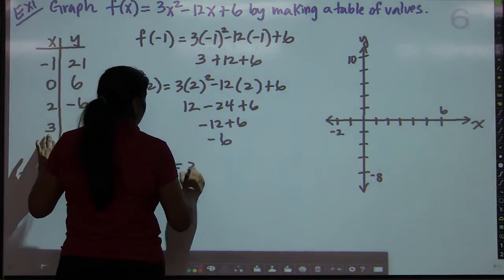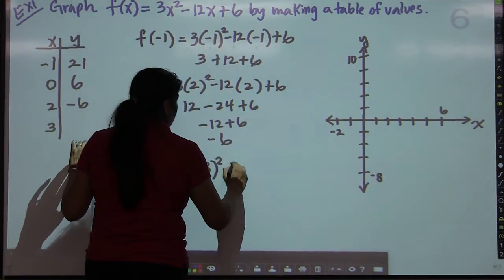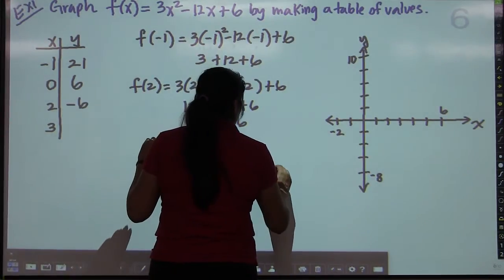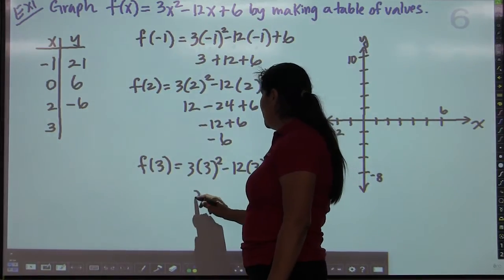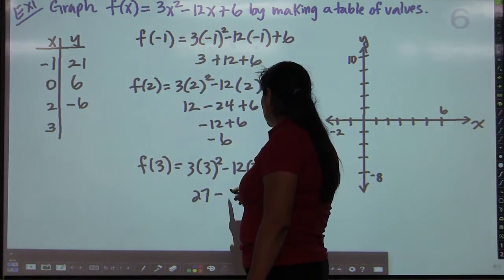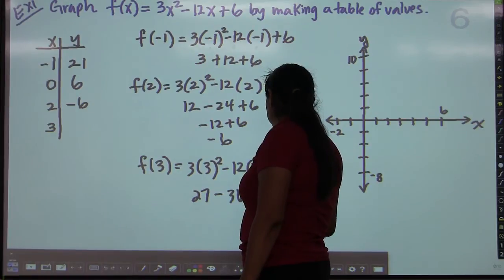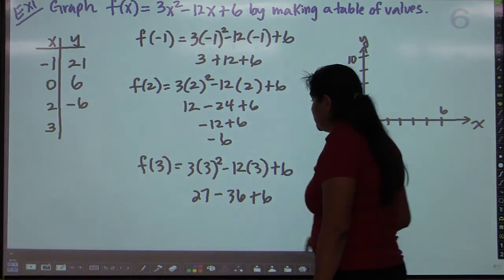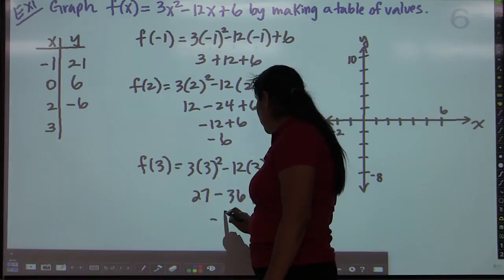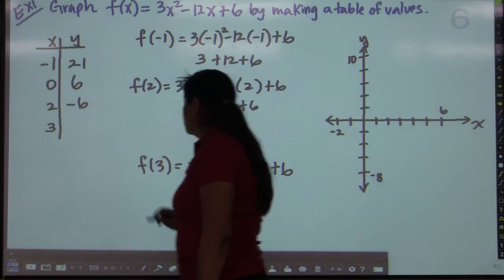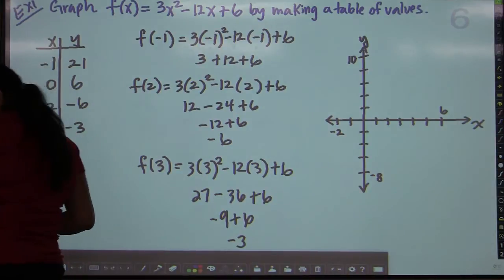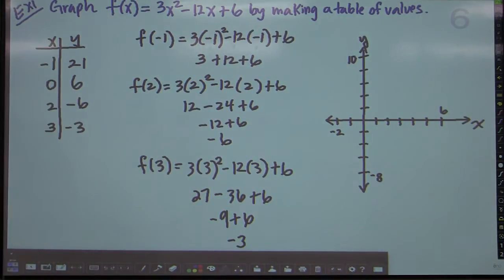And then in a similar fashion, we try to find f of 3 by plugging in 3. So 3 times 3 squared minus 12 times 3 plus 6. In this case, 3 squared is 9. 9 times 3 is 27. 12 times 3 is 36 plus 6. 27 minus 36 is going to give you -9. And -9 plus 6 is going to give you -3. So we're going to have when x is 3, y is -3.